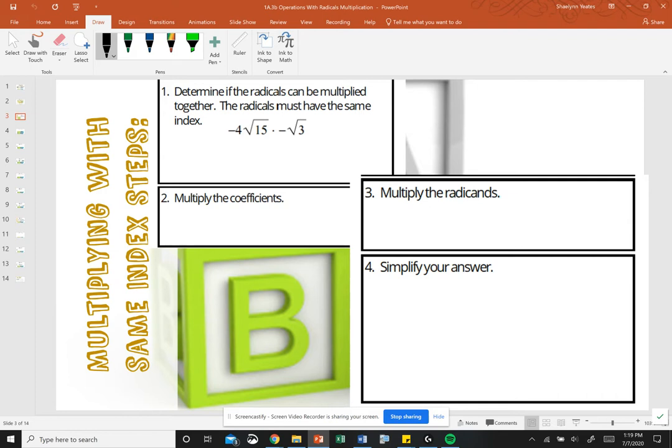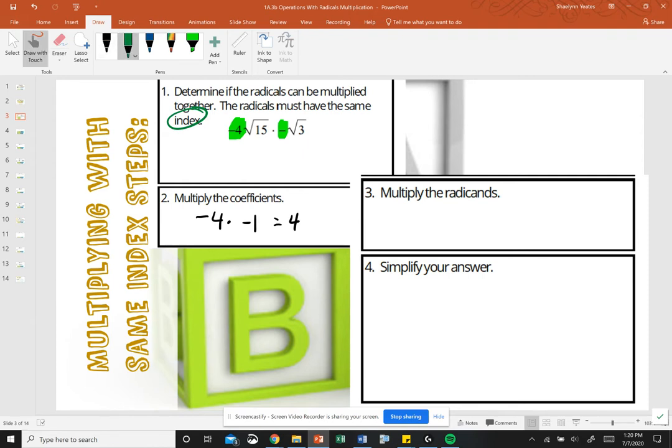First thing you need to do is determine if the radicals can be multiplied together using this method. And the easiest way you do that: do they have the same index? They're both square roots. They have the same index. So the next thing you do is you multiply the coefficients. So this would be -4 times -1. Now, this is the -1, this is the -4, and we get just 4.